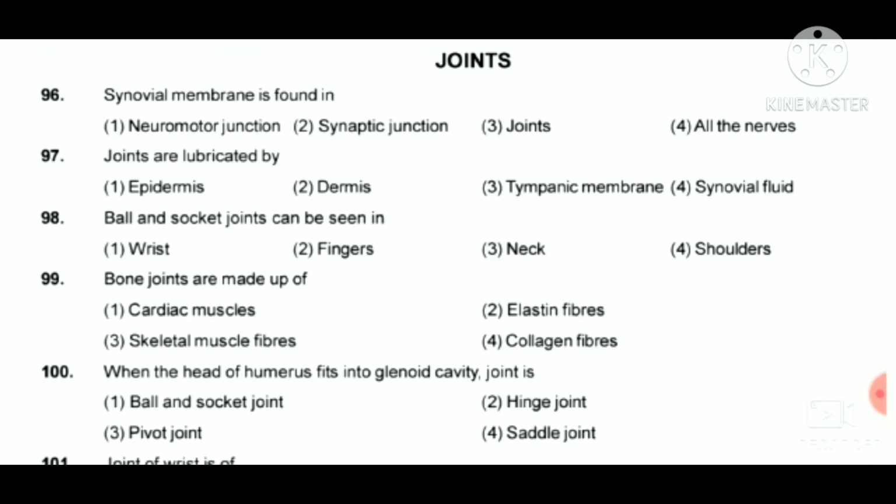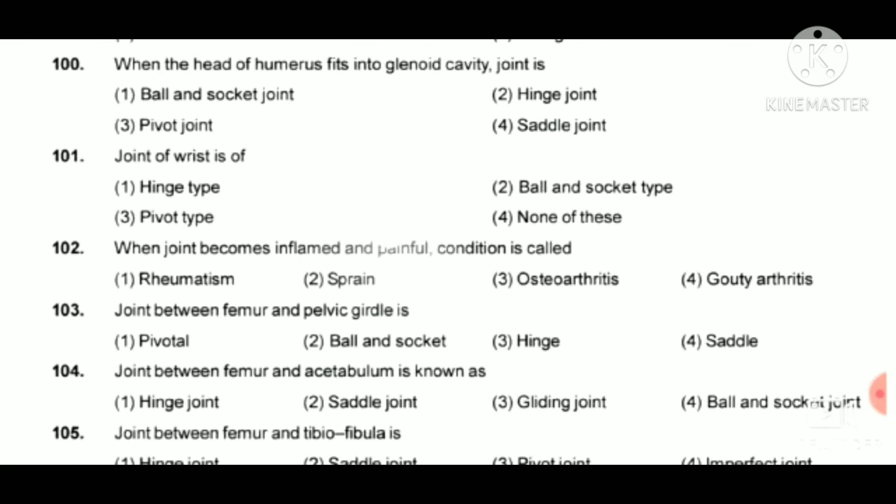Next is question number 101. Joints of wrist is of number 1 hinge type, number 2 ball and socket type, number 3 pivot type, number 4 none of these, and the answer is option number 4, none of these.